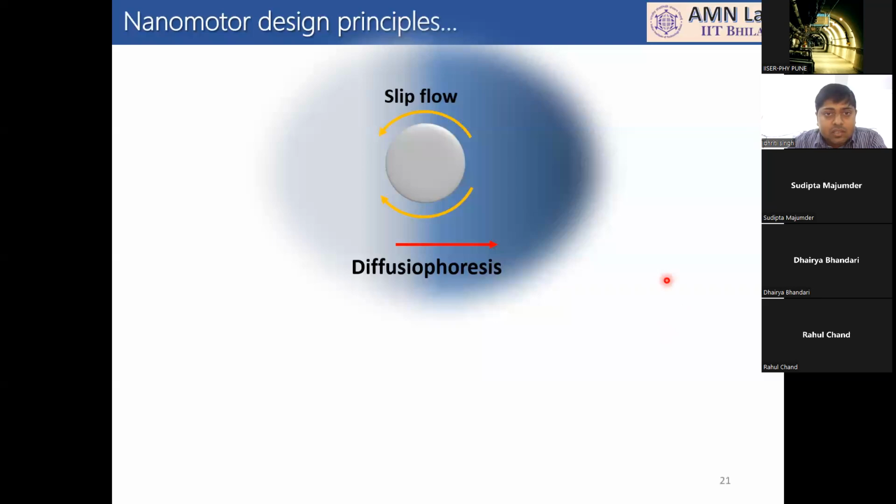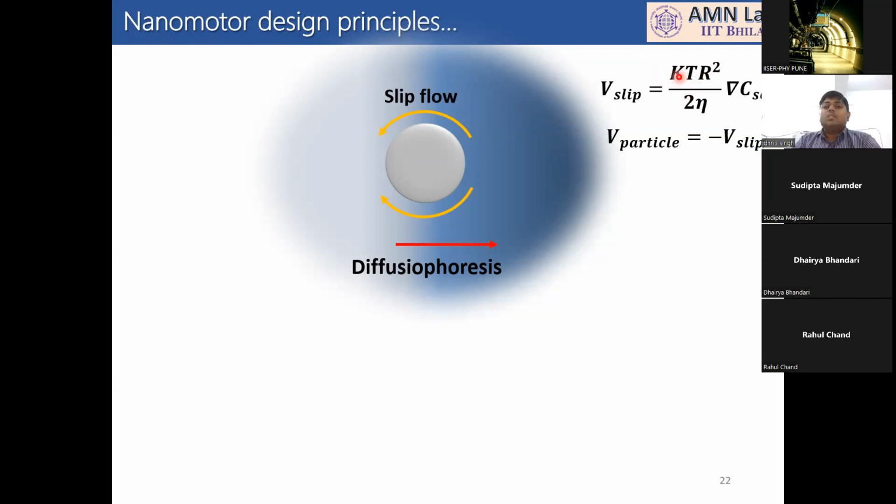When this slip flow starts around the particle, it is governed by some formulas, where delta C is the chemical gradient, and this is the coefficient of osmotic or diffusion porosity. T is the temperature, R is the size of the particle, eta is the viscosity. So by setting these parameters, we can set the velocity of the slip flow. The flow is in this direction and the particle starts to move in the opposite direction. This is a very standard diffusiophoretic force, known for decades, and people use it for sorting particles or seeing the movement of particles under an external chemical gradient.